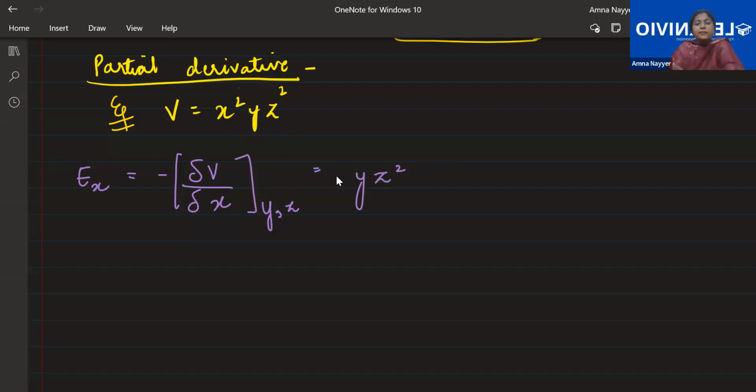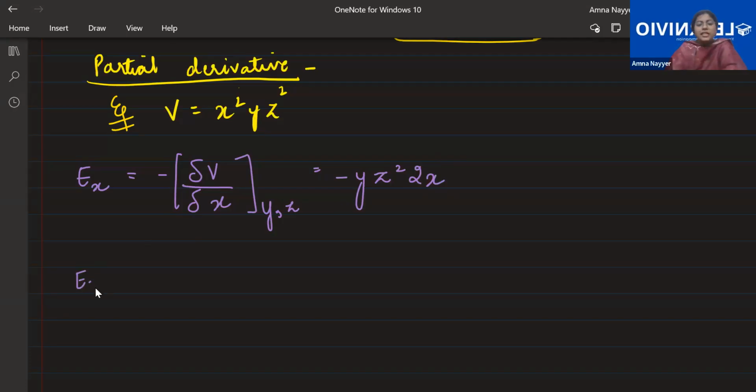Jesleen, you tell me. Yeah, Jesleen, differentiation of x square. X square will be 2x. Yes, so it will be 2x. So this is the answer.